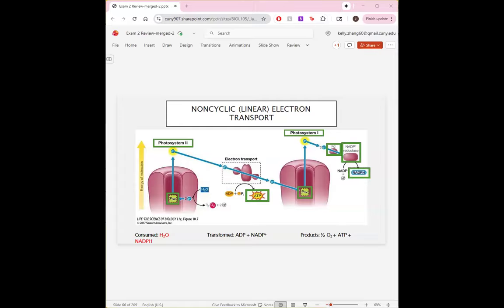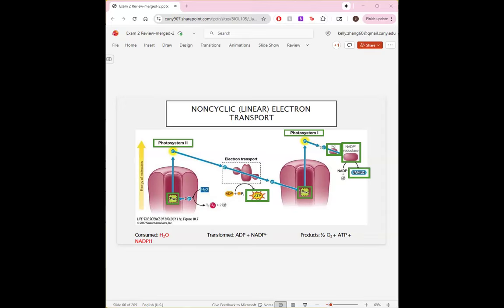NADPH is the final product. And then this whole process right here consumes H2O, which is the source of the electrons, and it produces NADPH, a proton, ATP, and O2.